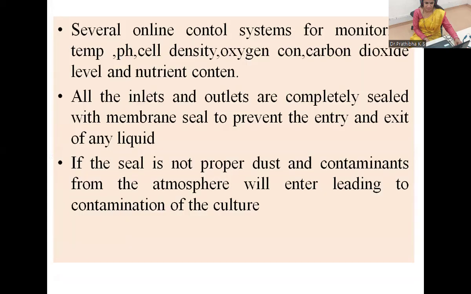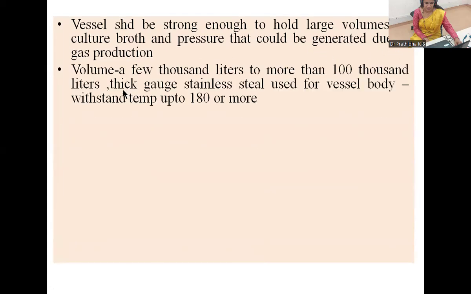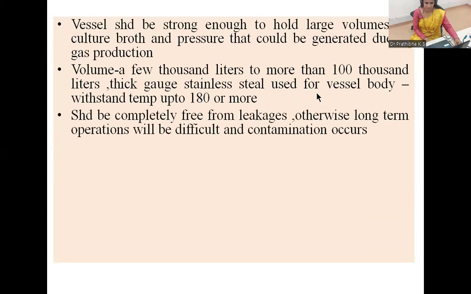Also, the vessel should withstand the temperature and the content, and there should be enough space for the formation of the product as well. The vessel should be strong enough to hold large volumes of culture broth and the pressure that could be generated due to gas production within the fermenter vessel. The volume can be a few thousand liters to more than 100,000 liters, and even bigger fermenter vessels can be observed. These vessels are thick gauge, made of stainless steel, which can withstand temperatures up to 180 degrees or more.